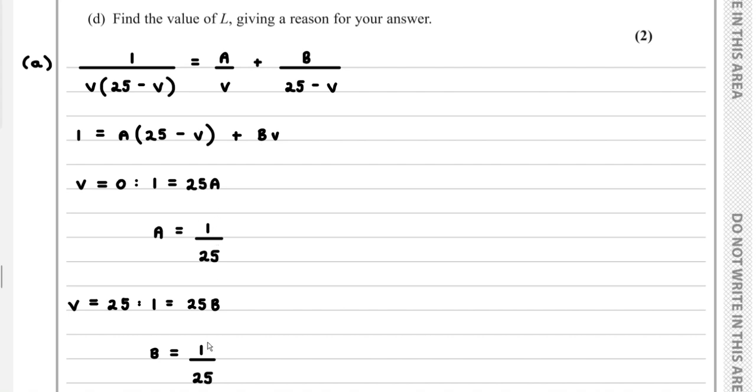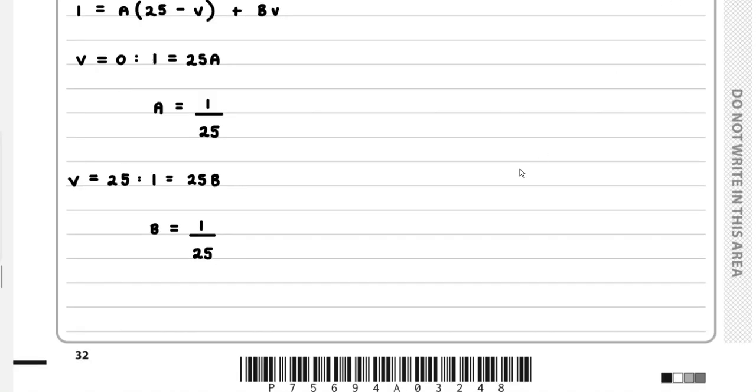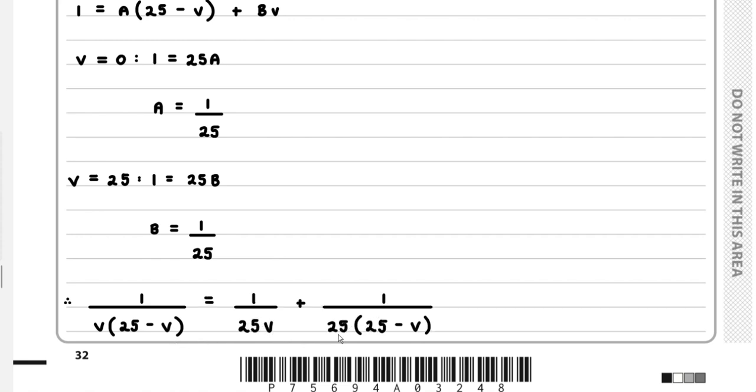Knowing what a is and knowing what b is, we can rewrite 1/(v multiplied by (25 minus v)). So we can conclude 1/(v multiplied by (25 subtract v)) is equal to 1/(25v) plus 1/(25 multiplied by (25 minus v)).